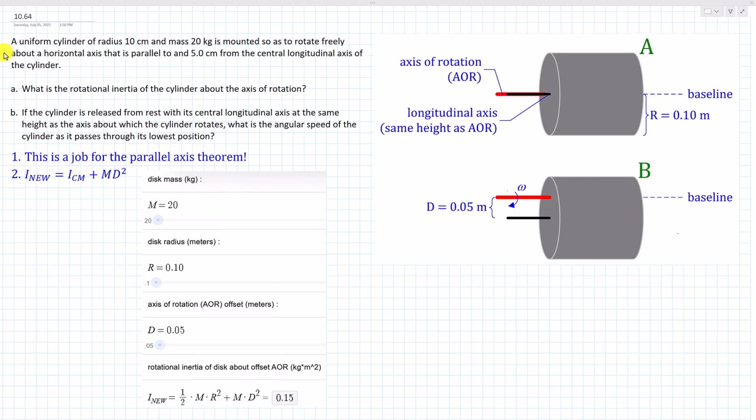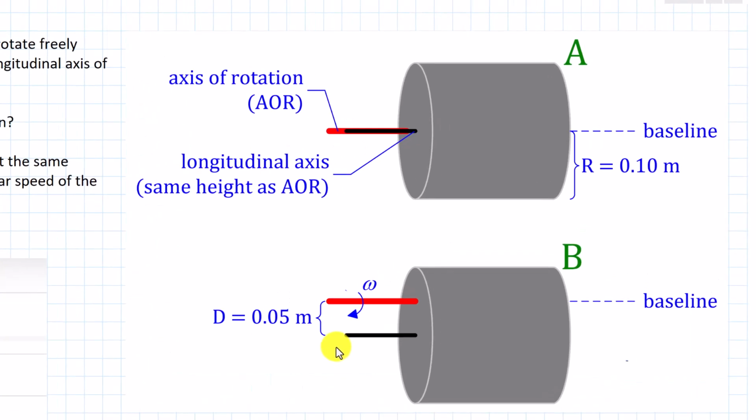A uniform cylinder is made to rotate about an axis of rotation that's parallel but offset to its longitudinal axis. This black line represents the longitudinal axis of the disk, and this red line represents the offset but parallel axis of rotation that the disk rotates about in this situation. The red dot you see here represents the axis of rotation.